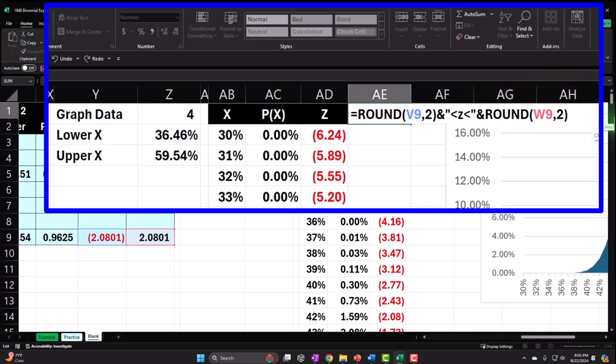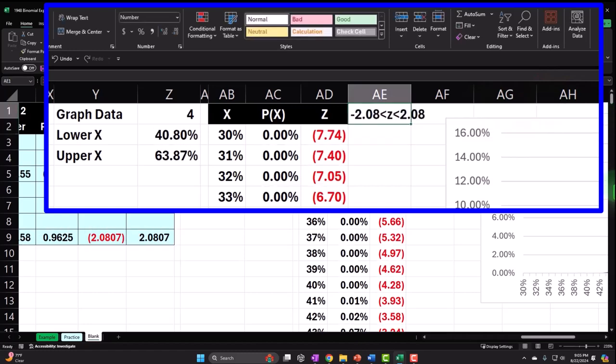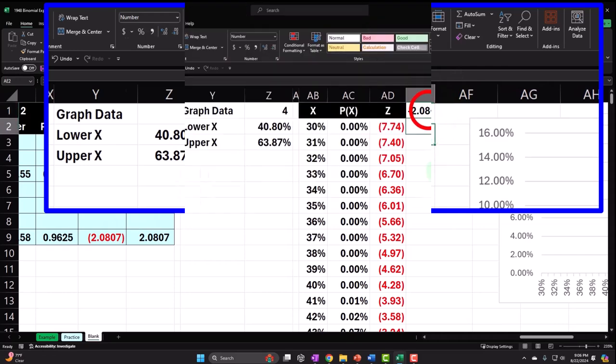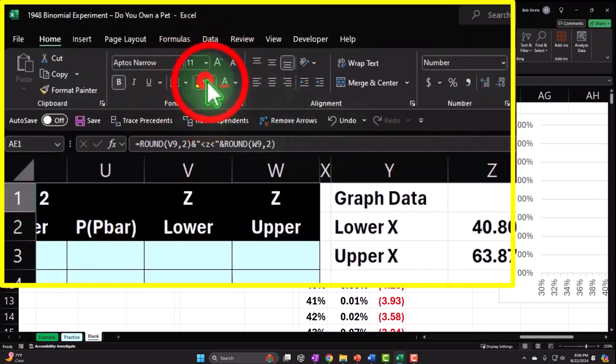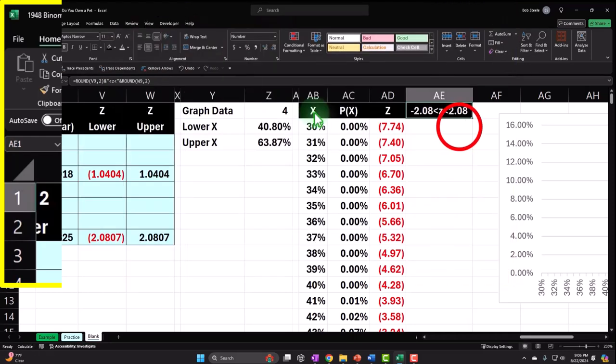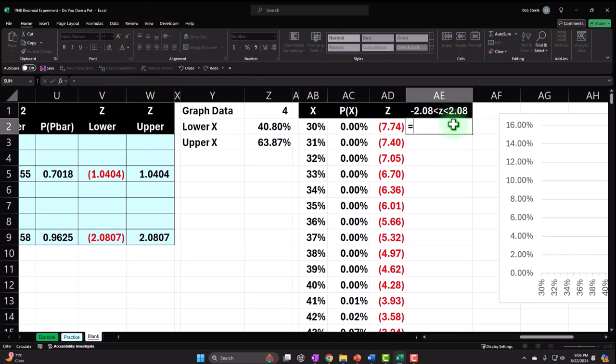2 digits, close it up, enter. There we have it, something like that. So it's got to be greater than negative 2.08 and less than 2.08. Let's do that with a logic test. Let's make this black, not yellow, black and white. And then yellow means there's a problem, and there's no problem.